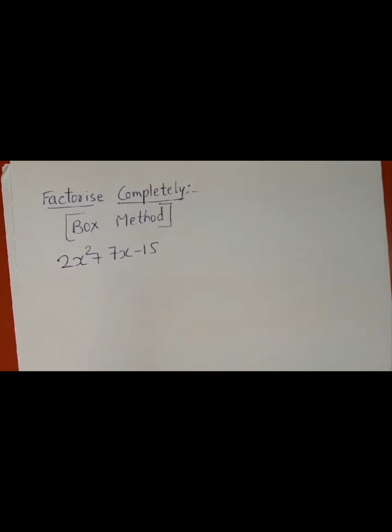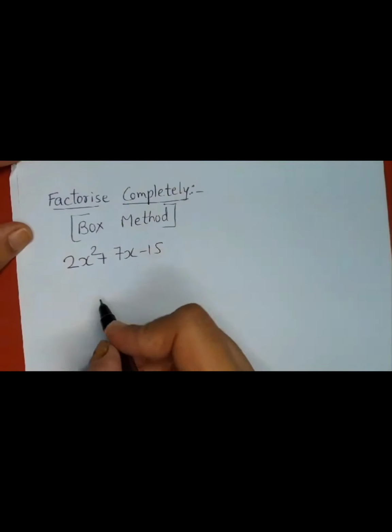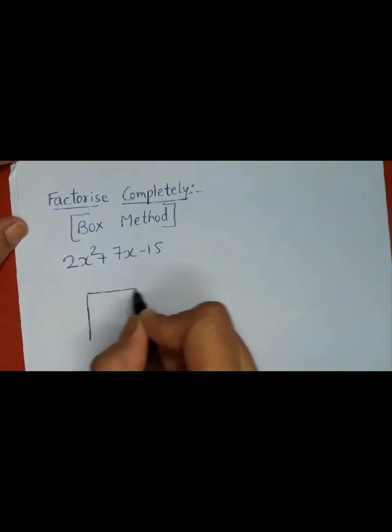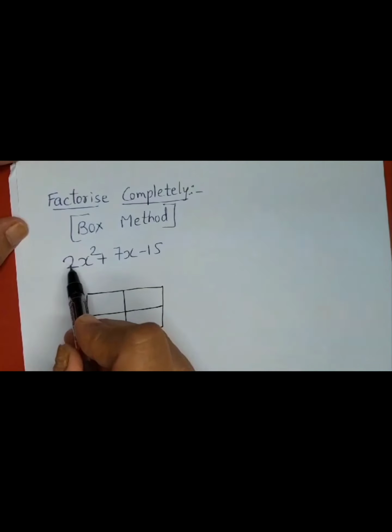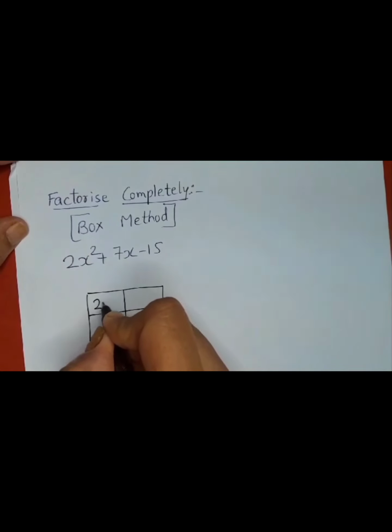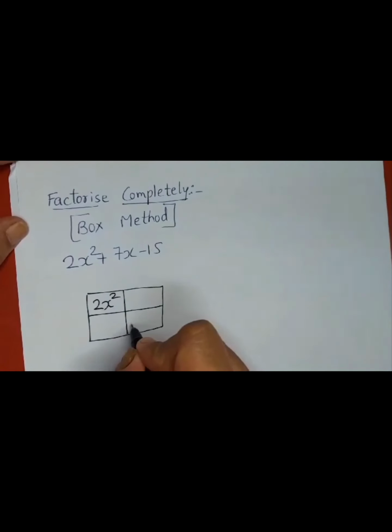In this video, we are going to learn how to factorize the trinomial by the box method. Here we are going to factorize 2x square plus 7x minus 15 by using the box method. So first step is to draw the box with the 4 squares, with the 4 parts. So we'll place this first term in the first square, so here 2x square, and this last term in the last box, so minus 15.